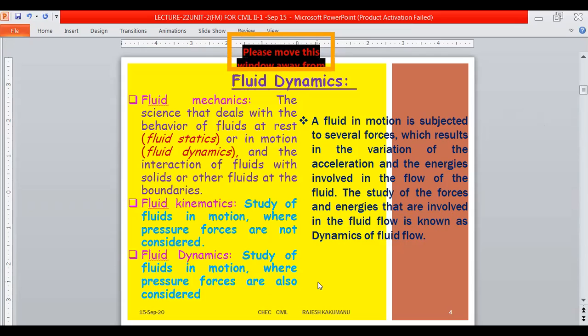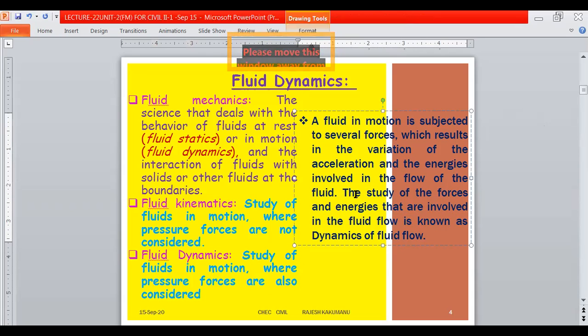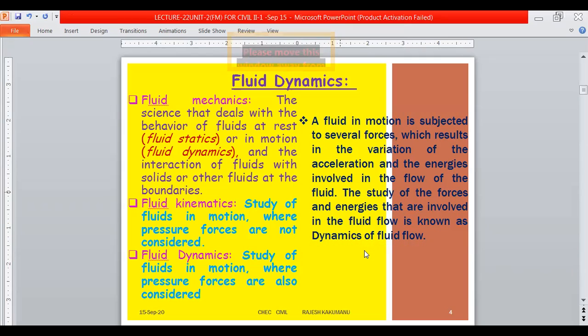Now, what is the dynamics of fluid flow? The dynamics of fluid flow is subjected to several forces which result in the variation of acceleration and energy involved in the flow of the fluid. The study of the various forces and energies involved in the fluid flow is nothing but the dynamics of fluid flow. What are the forces involved? We have various types of forces like thrust force, pressure force, turbulent force, acting on the fluid in order to change the position or motion of the fluid.